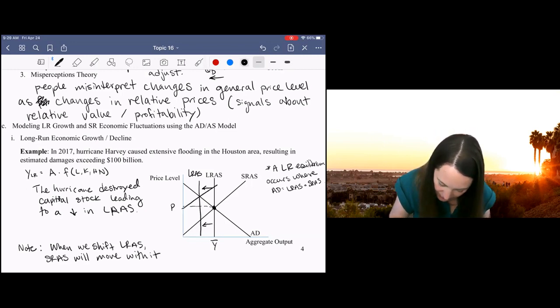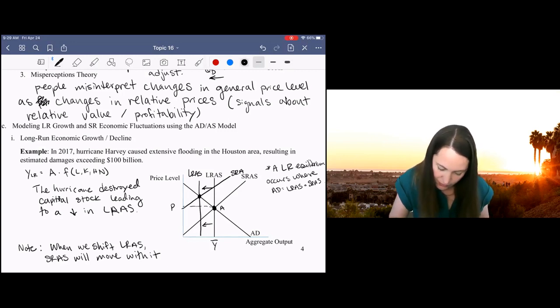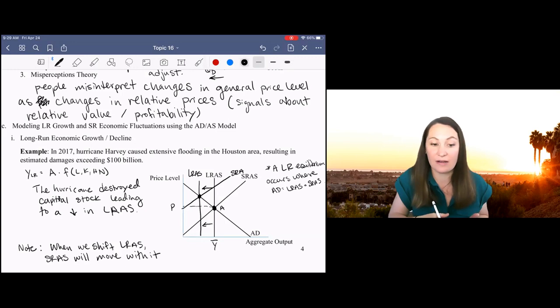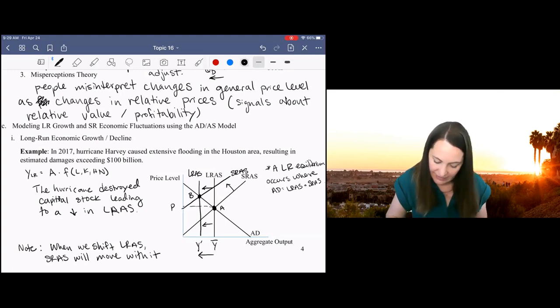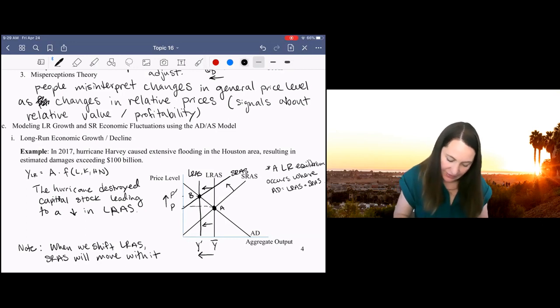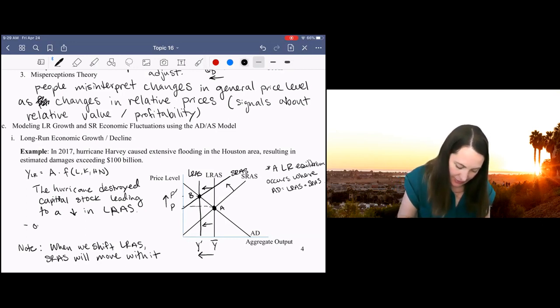Right, so we get to a new equilibrium point. So I'm going to label this point A, our original point A, and then our new point where our long run aggregate supply curve intersects our aggregate demand curve. Okay, that's going to be our new long run equilibrium. Okay, so we have here a decrease in output and an increase in prices.